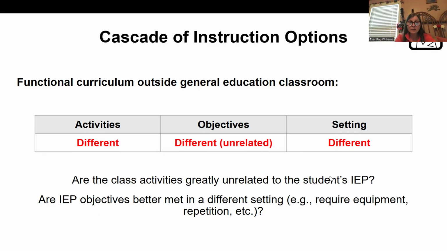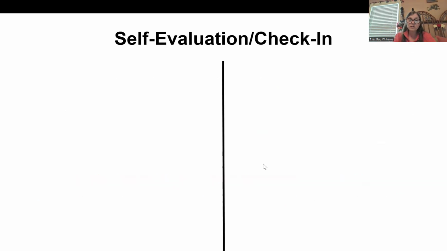And then our final option would be a functional curriculum outside of the general education classroom. And I do believe this is the option that some of your students are in. So the activities are different, the objectives are different, they are not related, and they are in a completely different setting. So you're looking now at, are the classroom activities greatly unrelated to the student's IEP, or are their objectives better met in a separate setting because they require specific types of equipment, or they need lessons repeated multiple times, which is the situation for some of our students.